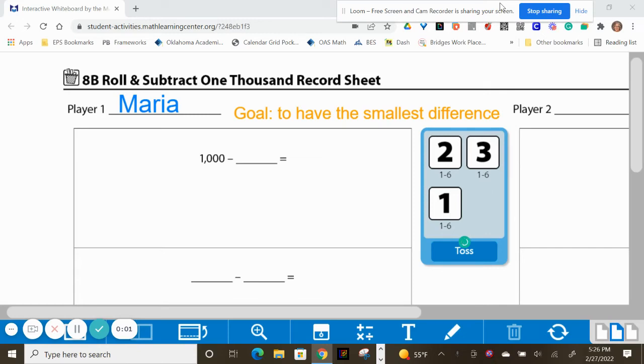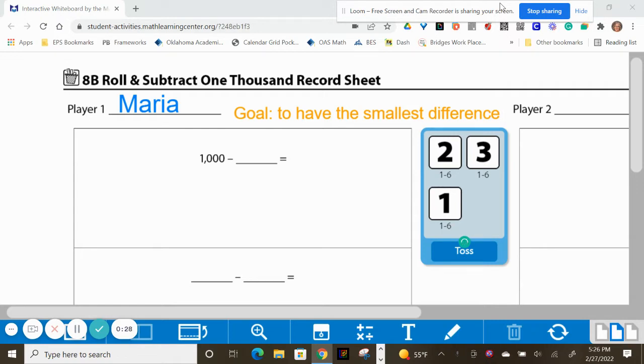These are the instructions for Workplace 8B, roll and subtract 1,000. Each player will need a pencil, and players will share 3 dice numbered 1 through 6 and a record sheet. Players will write their names and today's date at the top of the record sheet. Players will roll one of the dice to determine who goes first.